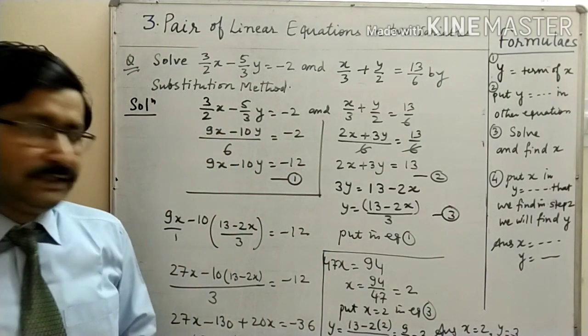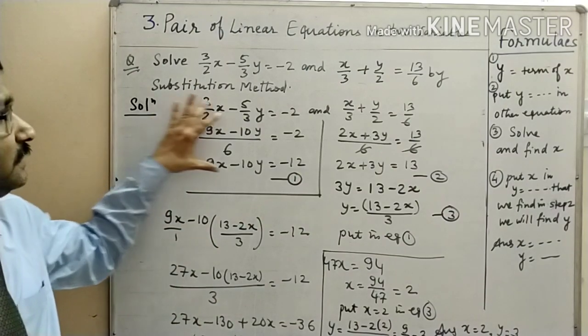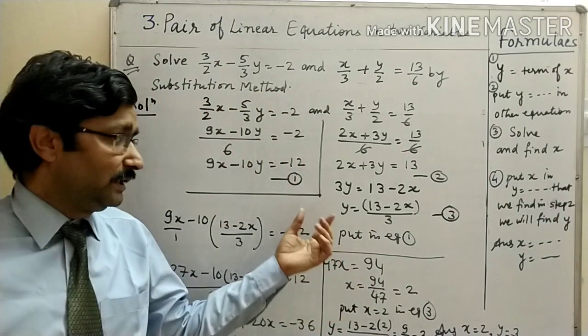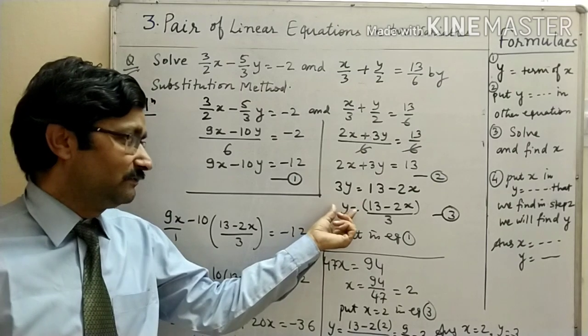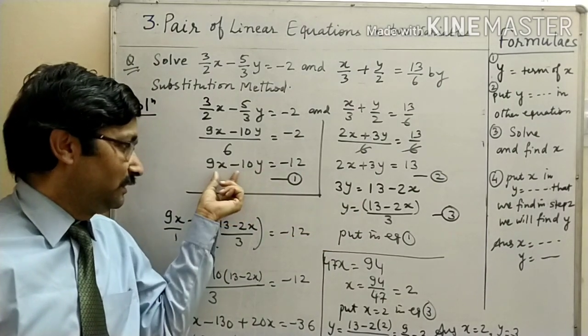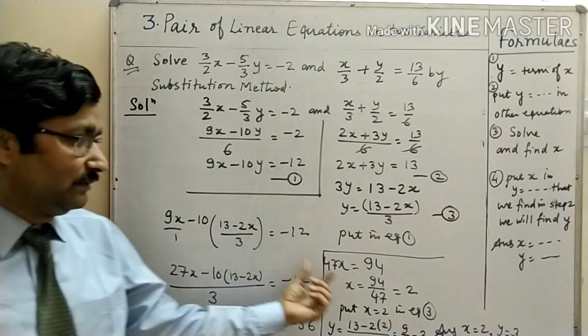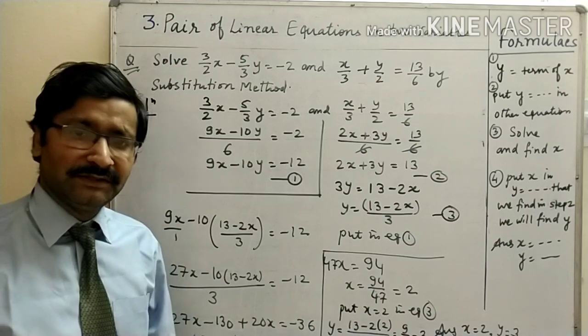I hope you understand this. This is a very simple solution. First you write the equations in simple form, and then from any simple equation you find the value of x or y. We found y and put it in equation 1, and in place of y we put this value. You solve this and you get the value of x. That x you put again here and you get the value of y. This is how you can solve this type.